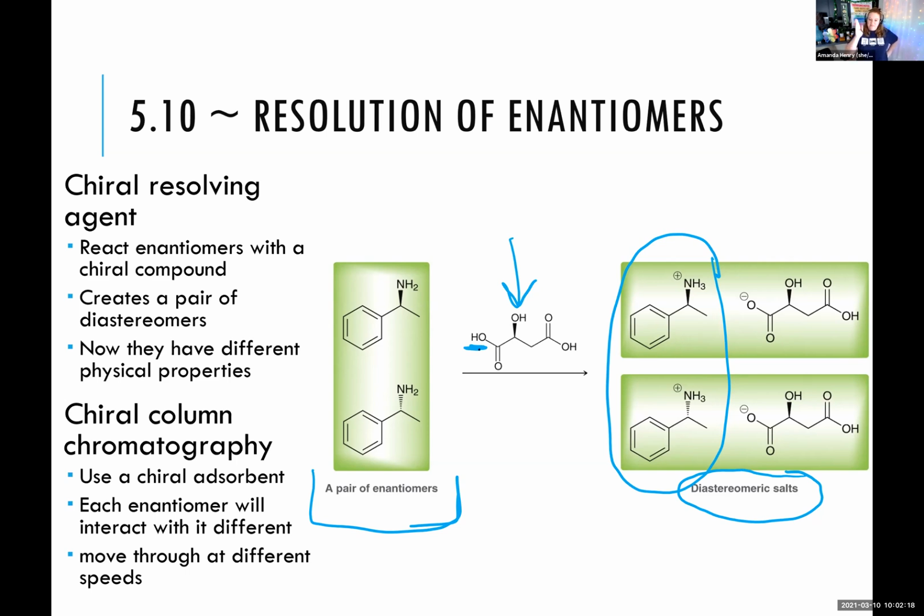Our original enantiomers are the half that are opposites, and then the compound we reacted it with is the half that is the same. Diastereomers do have different physical properties, so they can be separated through solubility or polarity or distillation, depending on what's going to be the easiest.